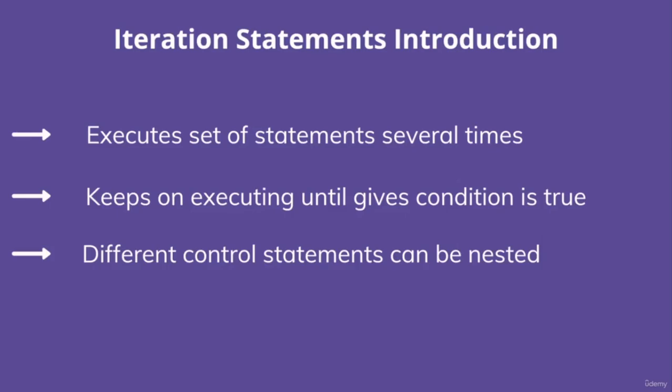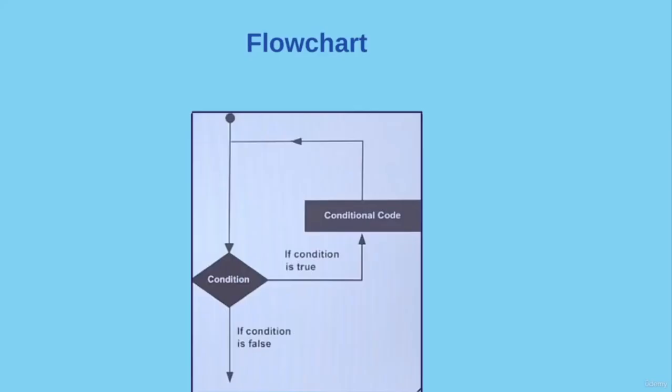So the condition is like the value of i, or whichever variable I am using, should be less than or equal to 100. As soon as the value exceeds 100, the loop must get terminated. So this is what is written here: it keeps on executing until a given condition is true. Whenever you start writing these control statements, whether condition statements or iteration statements, logically, as per your requirement, you can make them nested to any level.